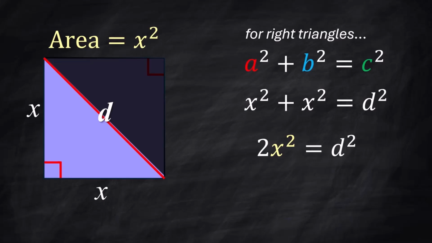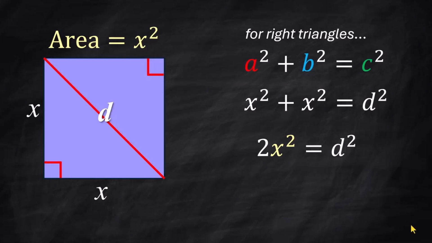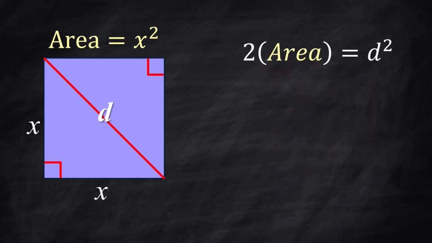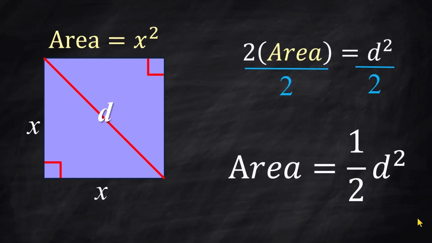And what does x squared stand for? We already knew before we started that x squared is the area of the entire square. So 2 times the area equals the diagonal squared. Now from here, just divide both sides by 2, and we have a whole new area formula. Area equals 1/2 diagonal squared.